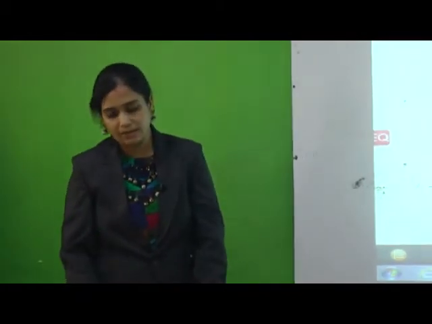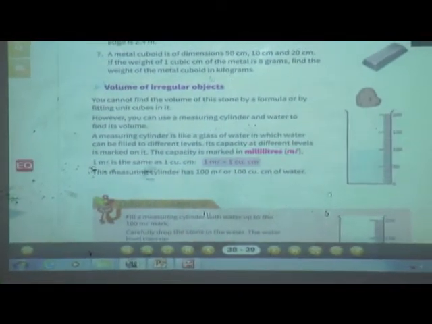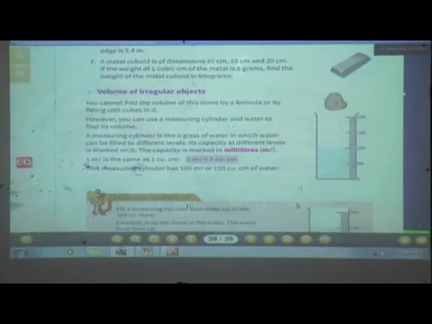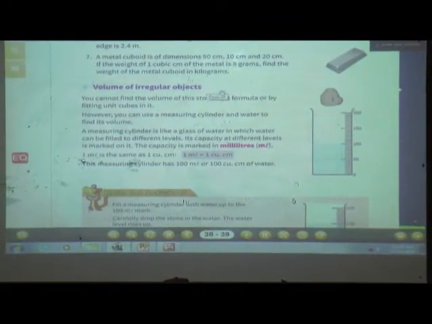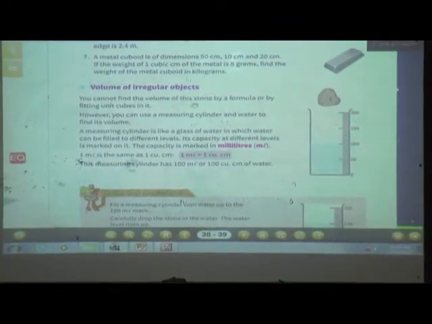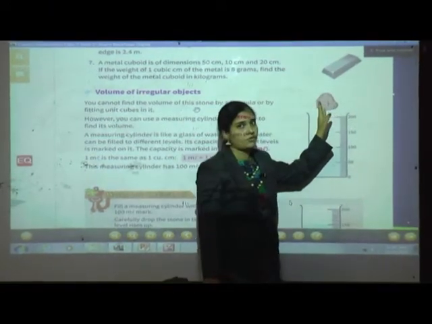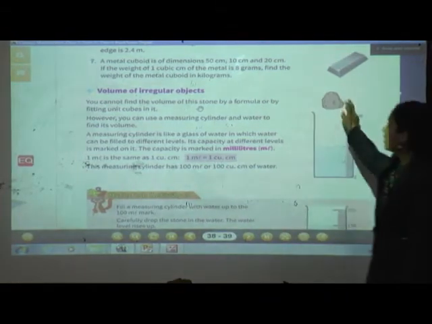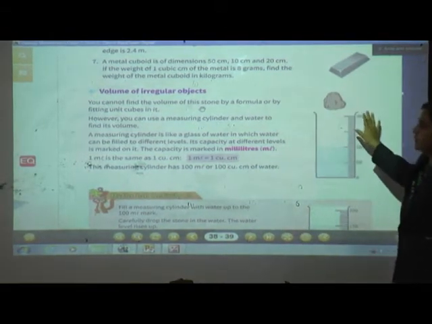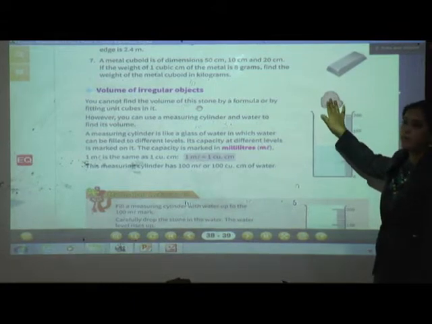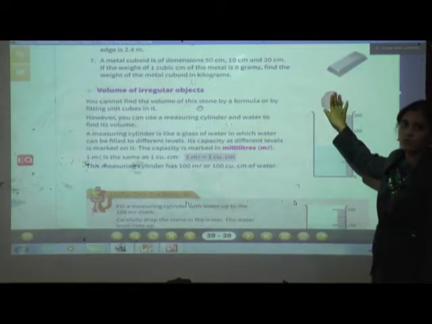Today I am going to teach you volume of an irregular object. Open your textbook, page number 39, volume of irregular objects. Irregular objects means you cannot find the volume of this stone by a formula or by fitting cubes in it. You can't find the volume of this stone.